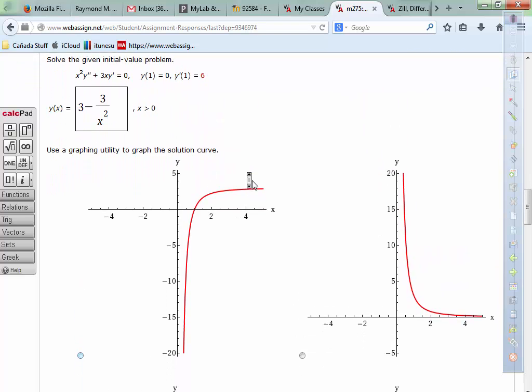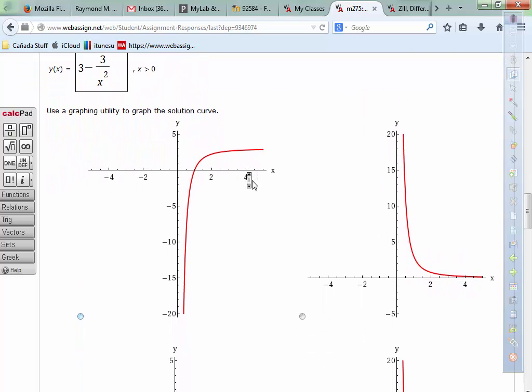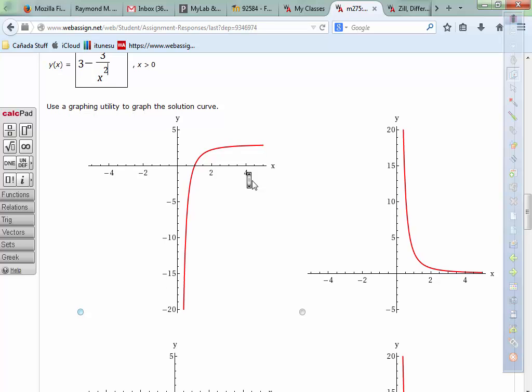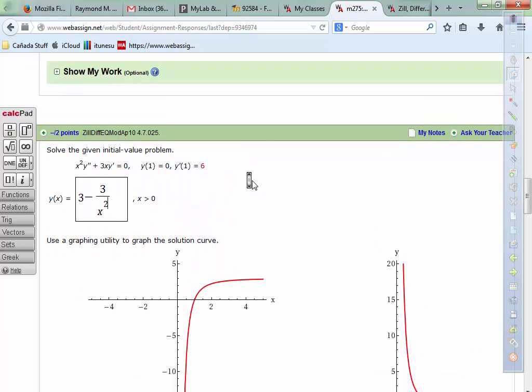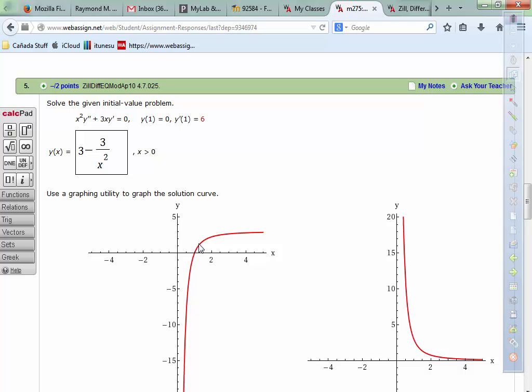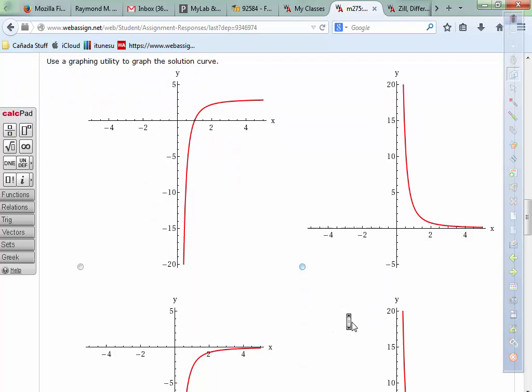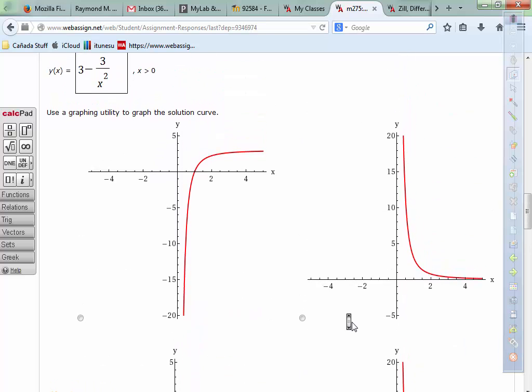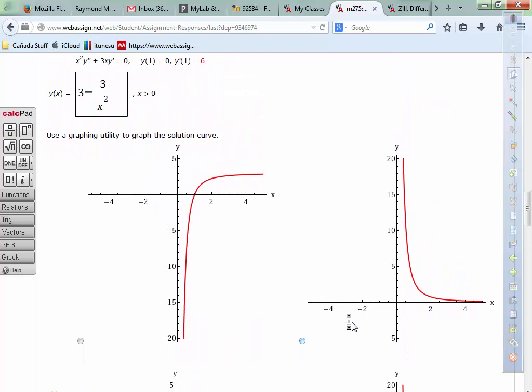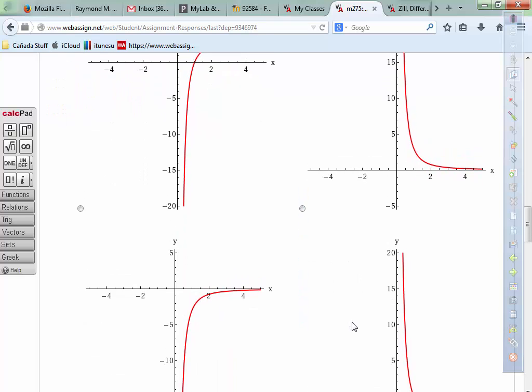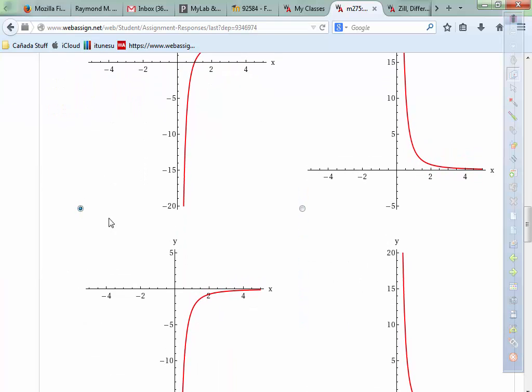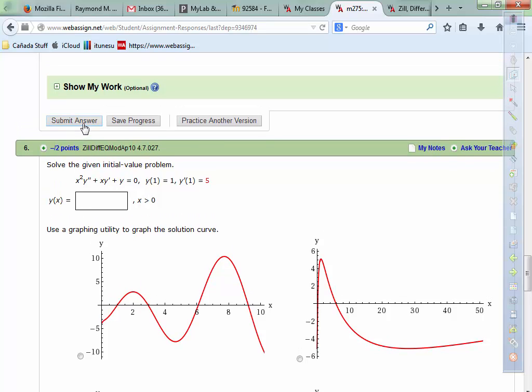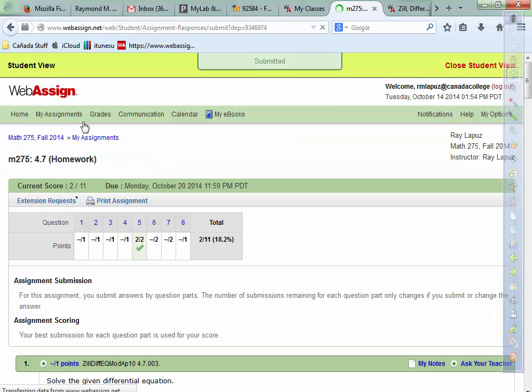Using the graph of the solution, anybody know how this thing might look? Yeah, so y of 1 is 0, and then y prime of 1 is positive 6, so the first one. Get it? All right, we got something right today.